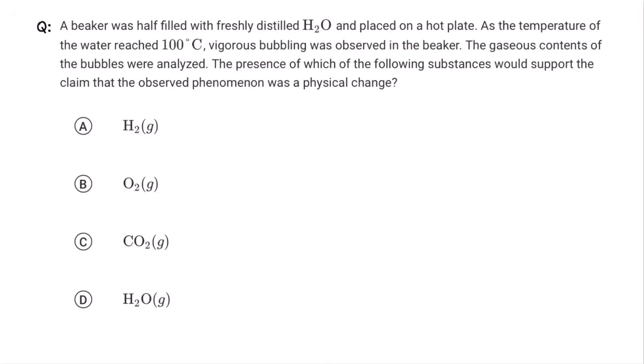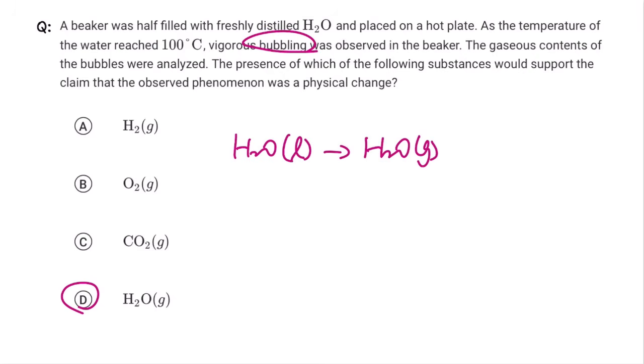A beaker was half filled with freshly distilled H2O and placed on a hot plate. As the temperature of the water reached 100 degrees Celsius, vigorous bubbling was observed in the beaker. The gaseous content of the bubbles was analyzed. The presence of which of the following substances would support a claim that the observed phenomenon was a physical change? Well, in this case, bubbling occurred, but water has just converted from the liquid state to a gaseous state. So the substance that supports the claim of a physical change will be H2O in gas. It went from H2O liquid water to H2O gas, so it's still the same substance.